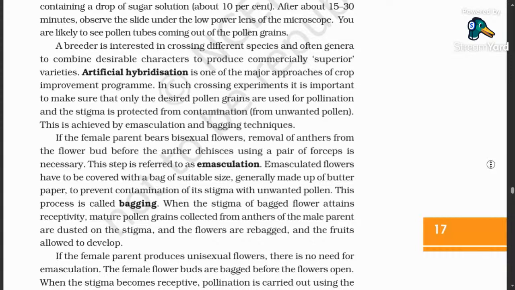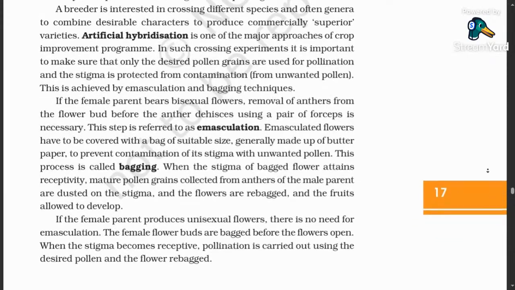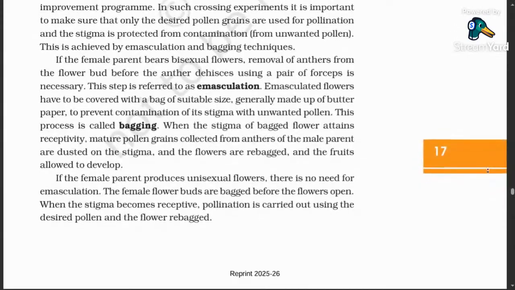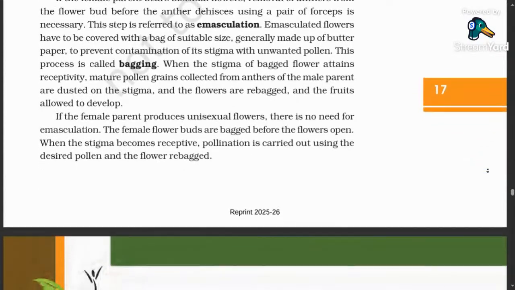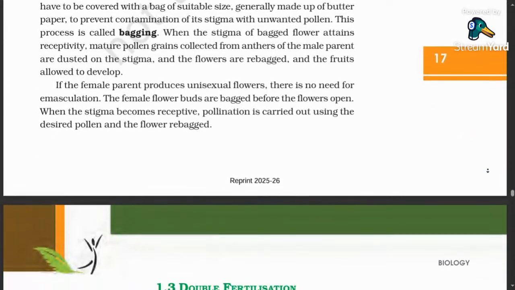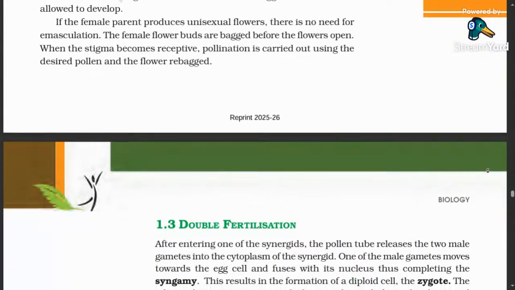When the stigma of bagged flowers attains receptivity, mature pollen grains collected from anthers of the male parent are dusted on the stigma, and the flowers are rebagged and the fruits allowed to develop. If the female parent produces unisexual flowers, there is no need for emasculation. The female flower buds are bagged before the flower opens. When the stigma becomes receptive, pollination is carried out using the desired pollen and the flower rebagged.